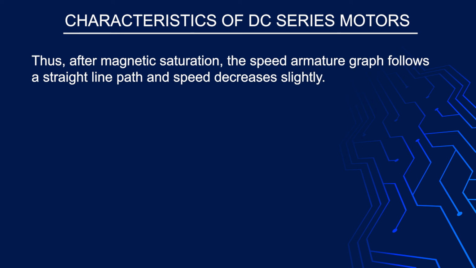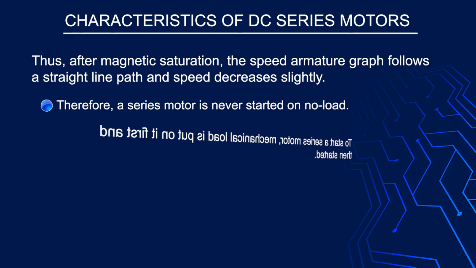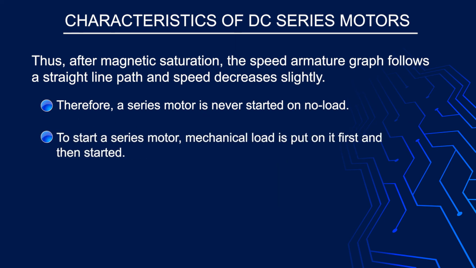If this motor is connected to the supply without load, the armature current will be very small, and hence the speed will be dangerously high, that may damage the motor due to heavy centrifugal forces. Therefore, a series motor is never started on no load. However, to start a series motor, a mechanical load is put on it first and then it is started.